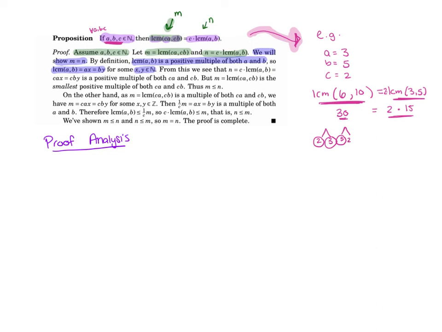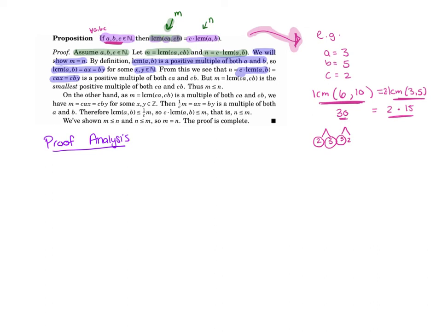From there, because we know that that least common multiple is a multiple, we can see that C times that least common multiple is equal to C times AX is equal to C times BY. All right, so just sort of unpacking this.